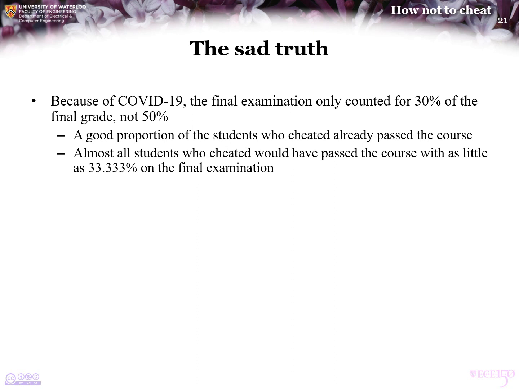The sad truth is that because of COVID-19, the final examination only counted for 30% of the final grade and not 50%. So a good portion of the students who cheated already passed the course. Almost all the students who cheated would have passed the course with as little as 33% on the final examination. But that was not enough.